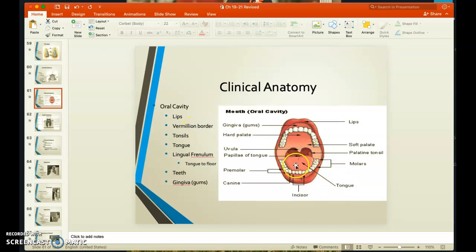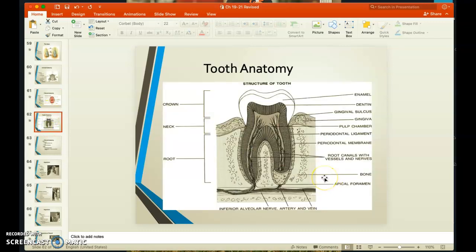Tonsils in the back, tongue at the base. Lingual frenulum is that base of tissue that connects your tongue to the floor of your mouth. Then we have the teeth, and the gingiva are the gums. For the tooth, just be aware, like an iceberg, we see the crown, but most of the tooth is the root, which is hidden underneath. So just know this left-hand column, don't worry about the right.